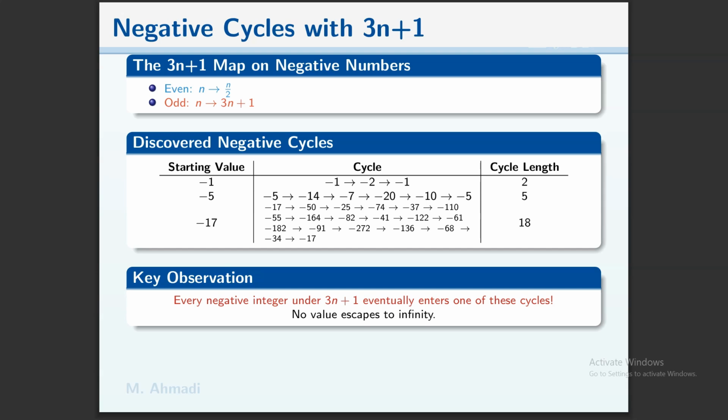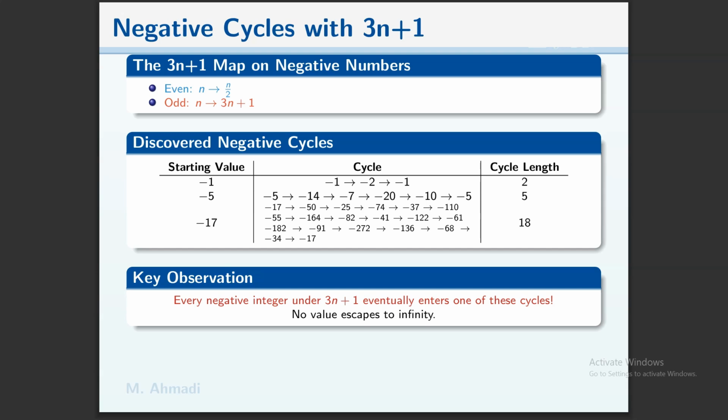If the starting value is -5, then based on the rule 3n+1, we have -5, -14, -7, -20, -10, and finally -5. Also, it has a cycle, and the cycle length is 5. For -17, we compute the numbers based on the rules: -50, -25, -74, and so on, and it finally leads to -5. The length of this cycle is 18.